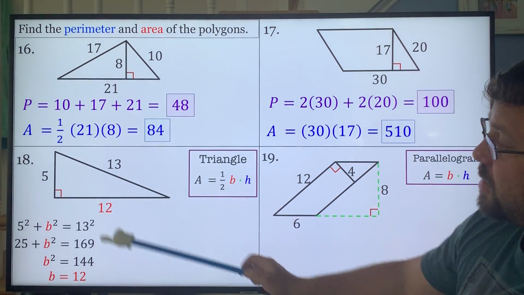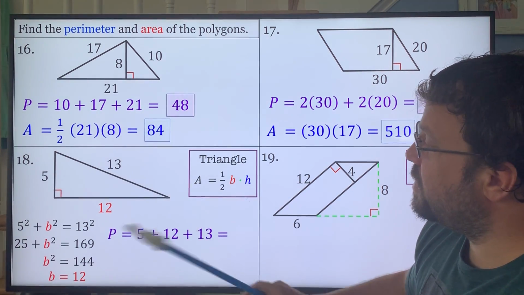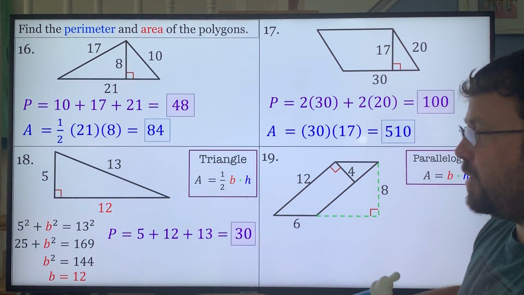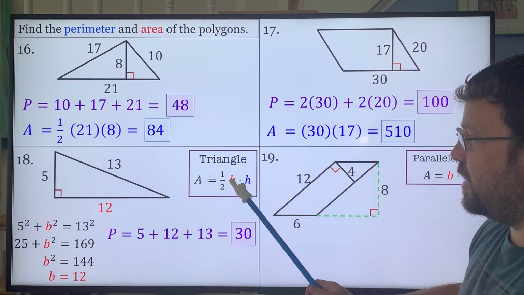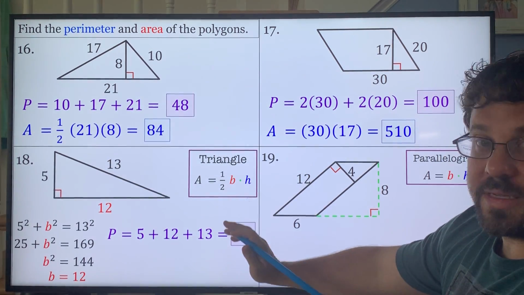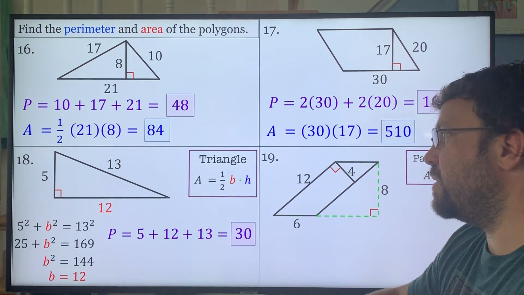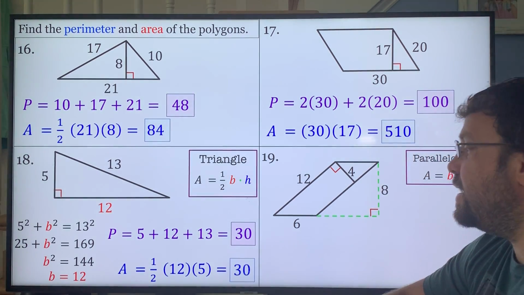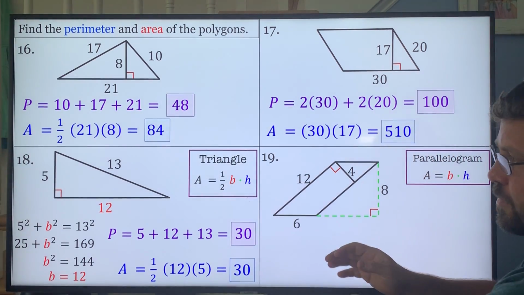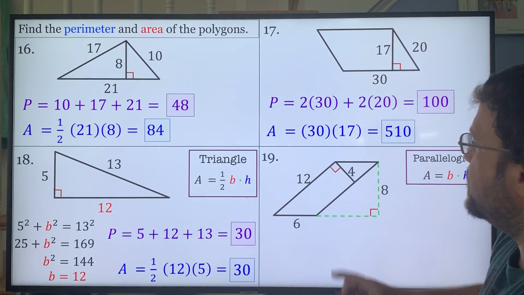Now we're ready to rock. To find the perimeter, distance around, 5 plus 12 plus 13 equals 30. To find the height, once again, it's the one that's not the hypotenuse. Base and height are the two sides that are adjacent to the right angle. Half of 5 times 12 is indeed 30. Give yourself a round of applause.